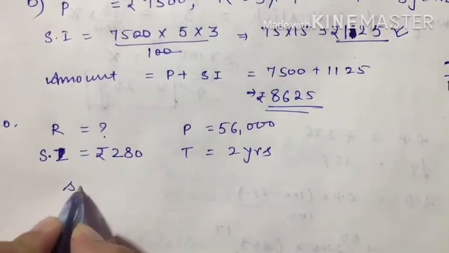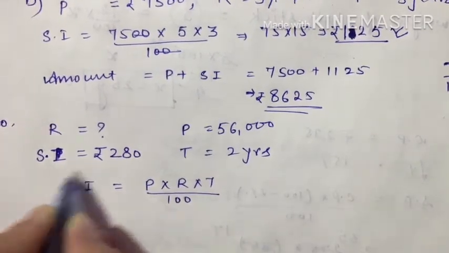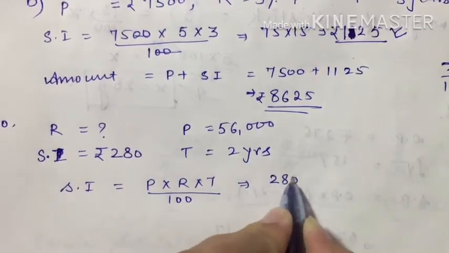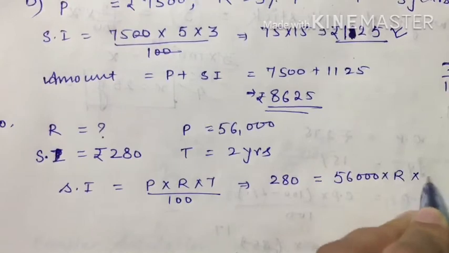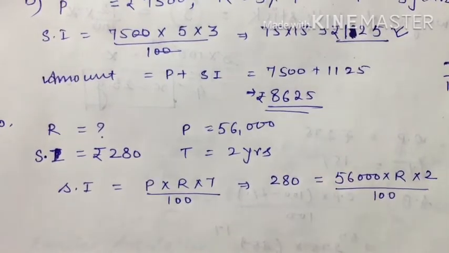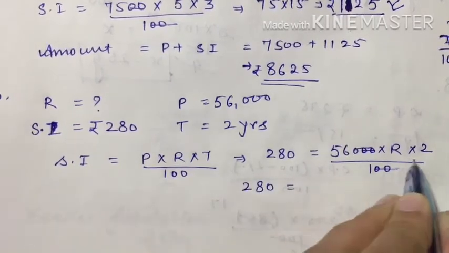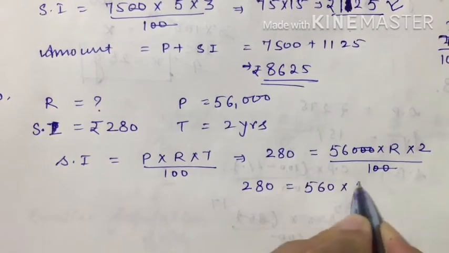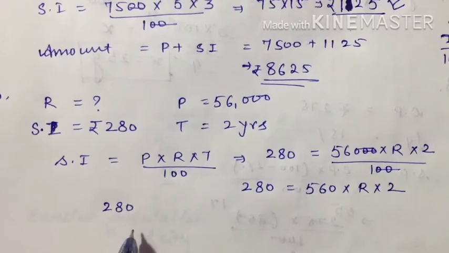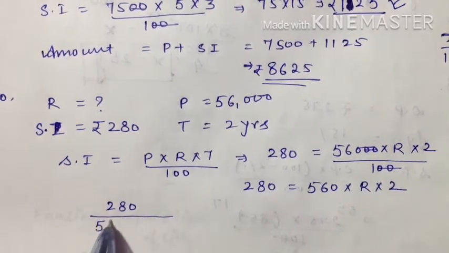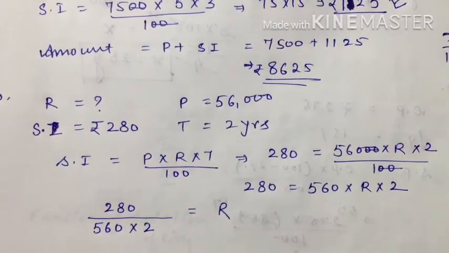We will use the formula of SI. SI is equal to principal into rate into time divided by 100. Simple interest is given to us. We will put its value 280. Principal 56,000. Rate we have to find out. Time 2 years and divide by 100. Okay, 2 zeros can be cancelled. Now 280 is equal to 560 multiplied by rate multiplied by 2. Okay, bring them down. 280 divided by 560 and here 2 will come. This is the rate.